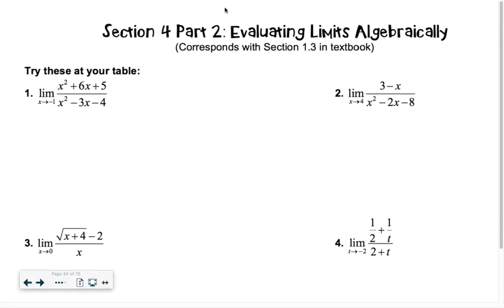Okay, so section 4, part 2. You guys practiced these last time, these first 4. So the first one is definitely a factoring one. So we go ahead and we factor the numerator and the denominator. Did you guys all do that?